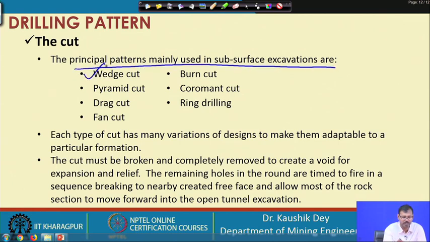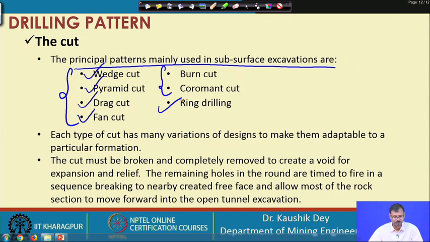The main ones are the wedge cut, pyramid cut, drag cut, fan cut. These we can club as a special type of excavation technique; they are more or less similar. Burn cut and coromant cut are more or less similar, and ring drilling is also another type of cut which is practiced. So, these are the different underground cuts created for providing a free surface to the underground drifts or drivages. Ring drilling is basically not for drifts and drivages. It is practiced where a free surface already exists. In that case, this ring drilling is practiced.